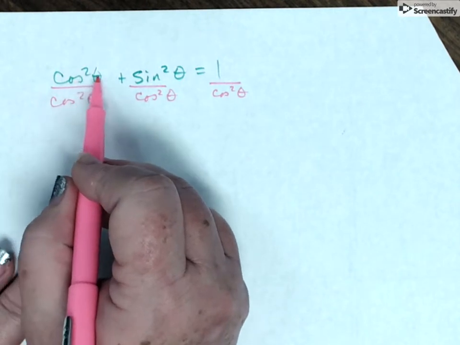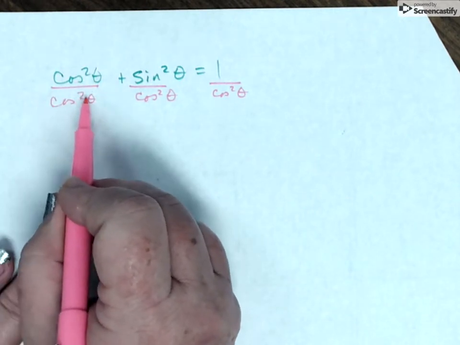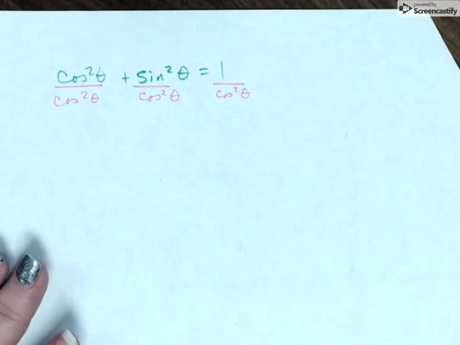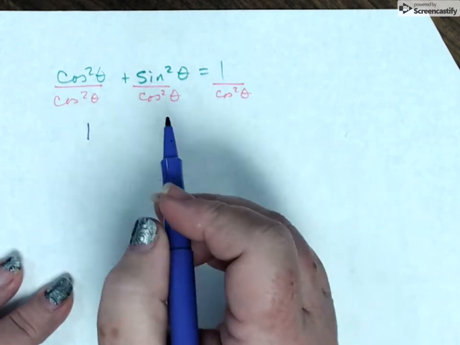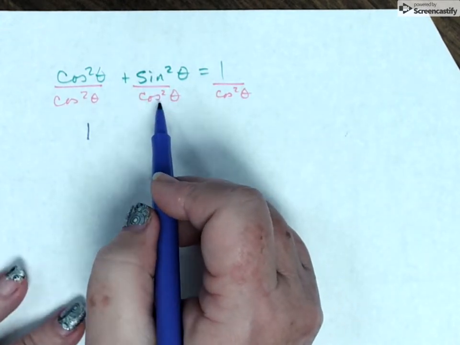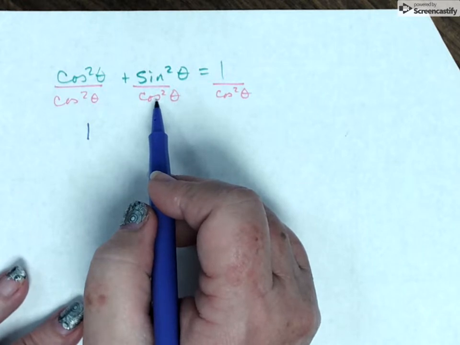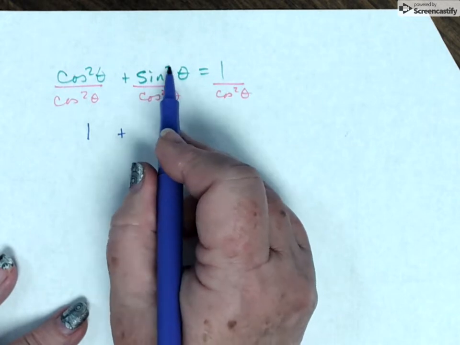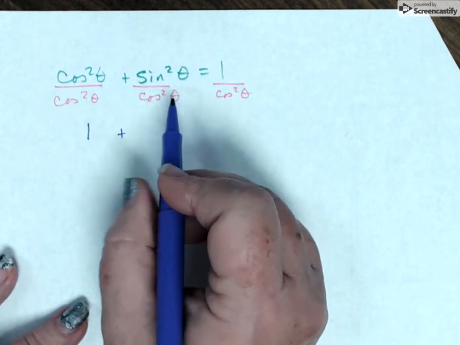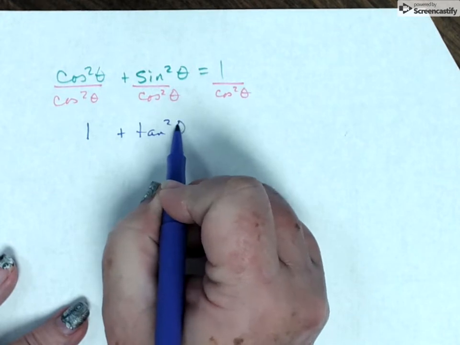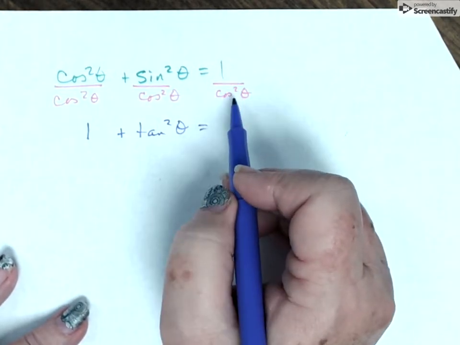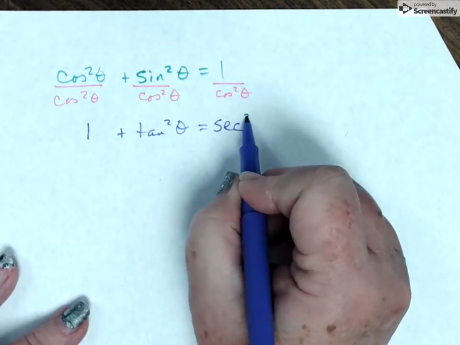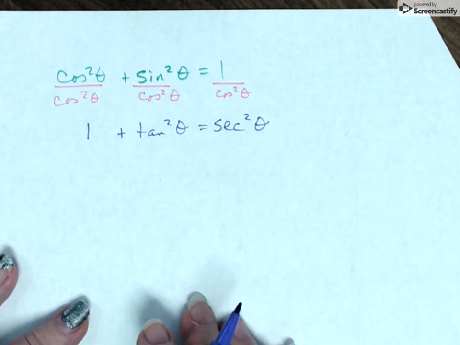What is cosine squared theta divided by cosine squared theta? Well, anything divided by itself is always equal to 1. And remember what we had when we had sine over cosine? Sine over cosine was equal to tangent of theta. So sine squared theta over cosine squared theta is equal to tangent squared theta. And 1 over cosine was equal to secant. So 1 over cosine squared is equal to secant squared theta.